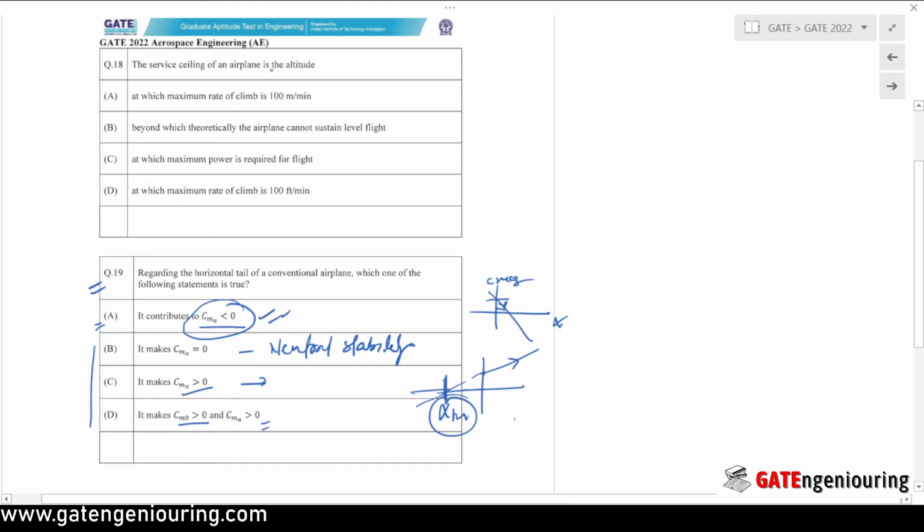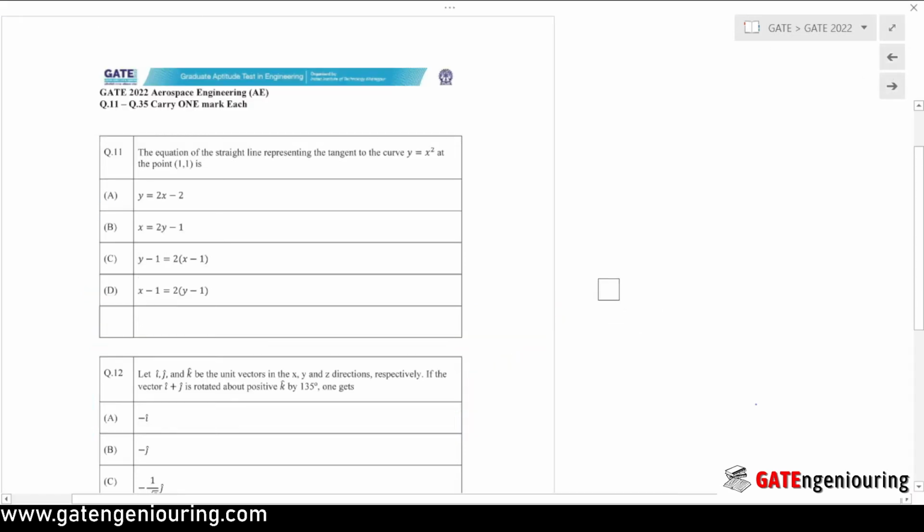The service ceiling of an airplane is the altitude. So we know that the answer for this is 100 feet per minute. So without thinking too much, we can answer it. Okay, let us take a few problems from mathematics as well.